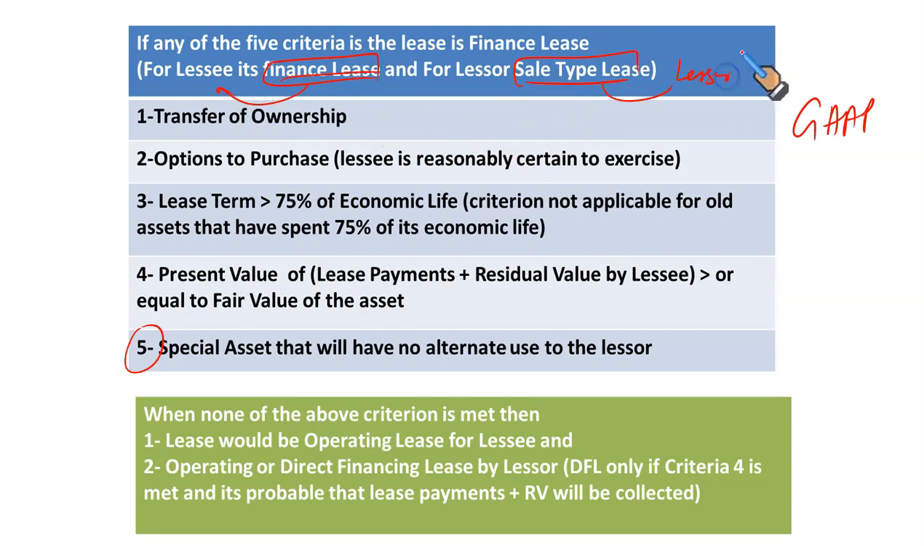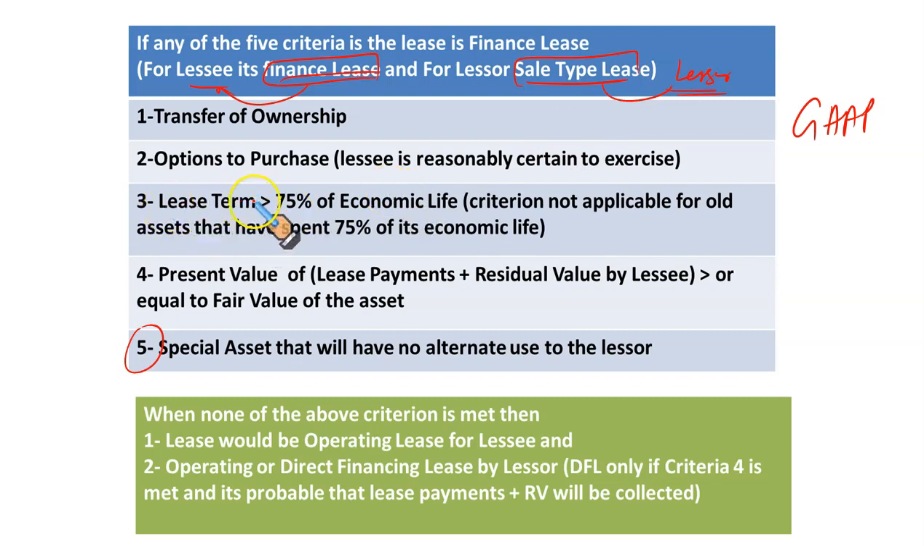Initially, it was finance lease for the lessee as well as for the lessor. But now, when the word finance lease is used, it is used for lessee only, and sales type lease is used for lessor. So, a finance lease will have to meet any of these 5 criteria. First, if the ownership in the asset is transferred, it's a finance lease for the lessee, sales type lease for the lessor. Second, if there is an option to purchase, a bargain purchase option as per the previous leasing standard, that the lessee is reasonably certain to exercise, then it will be a finance lease for lessee, sales type lease for lessor.